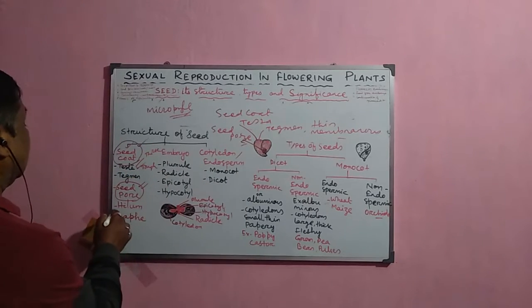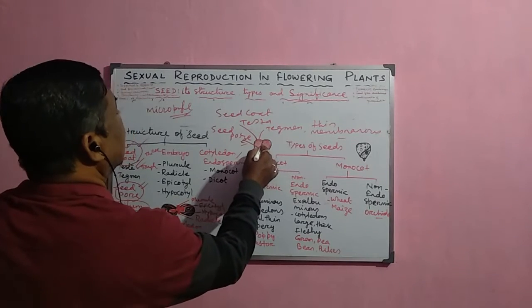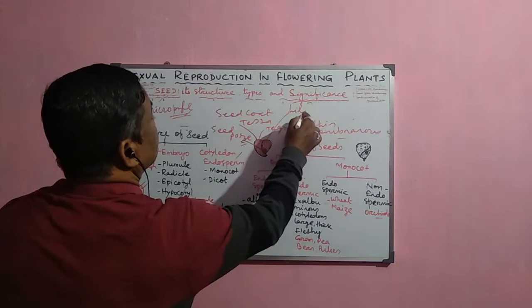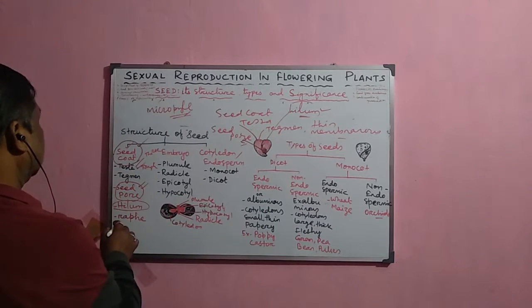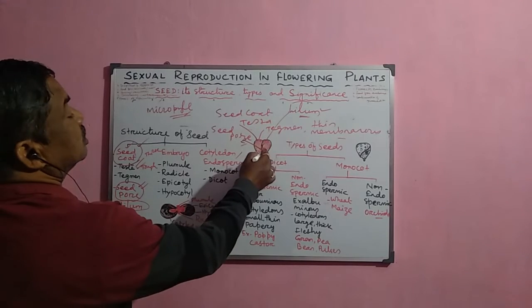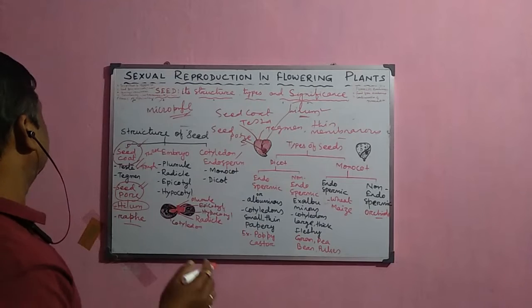Now next one, the hilum, the groove which is present here. This is called the hilum, which is developed from the ovule part. Next, the raphe, which connects the seed with the stalk, or it is also commonly called the stalk of the seed.